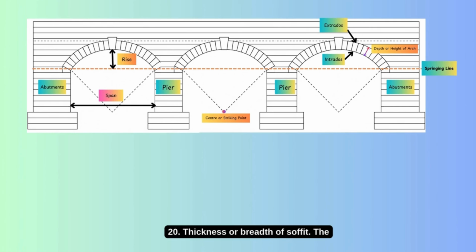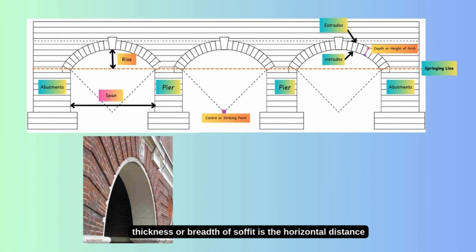20. Thickness or breadth of soffit. The thickness or breadth of soffit is the horizontal distance measured perpendicular to the front and back faces of the arch. Think of this as the width of the arch if you cut a slice of it.